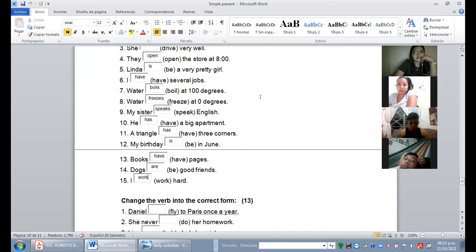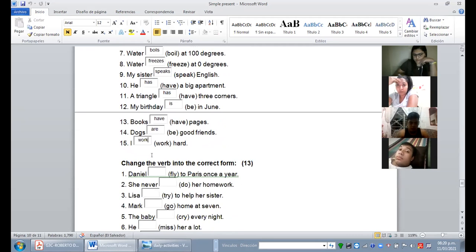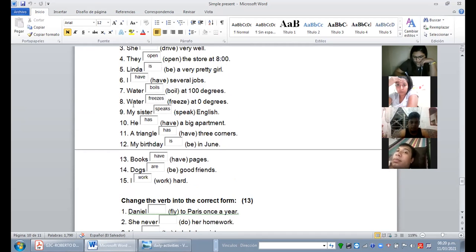Any questions about vocabulary? Are you sure? I have a question. Yes, sir. Water boil, why? La número 7. Boils. El agua hierve. Boil es hervir. El agua hierve a 100 grados. And water freezes, el agua se congela a los 0 grados. Okay, more questions?